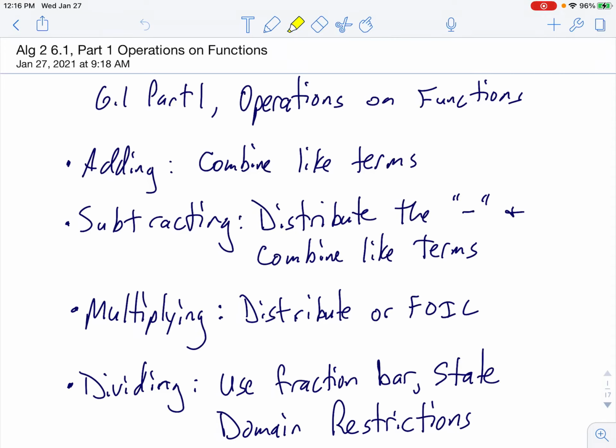We are starting Unit 6 today, so this is 6.1 Part 1. There will be a Part 2 in the next lesson. This is called Operations on Functions.